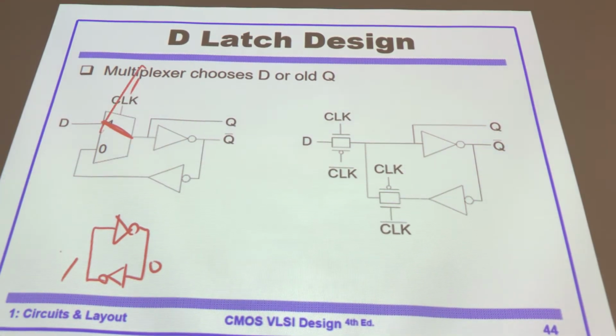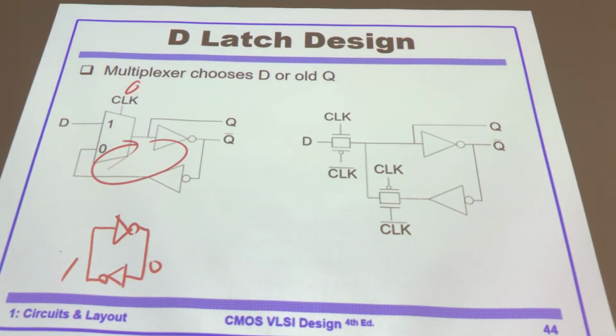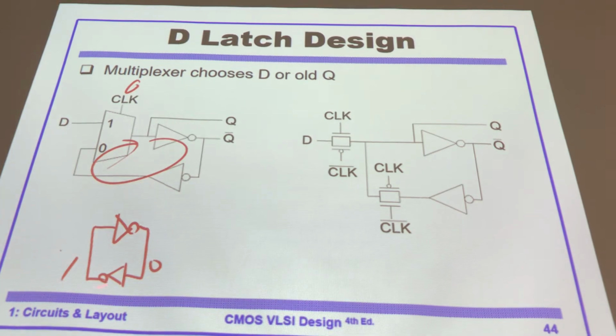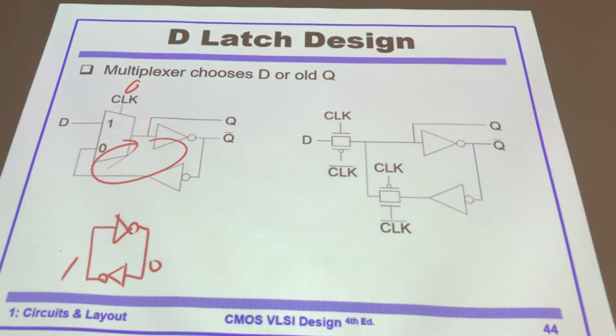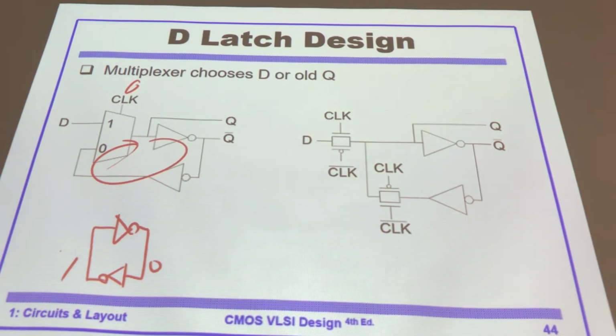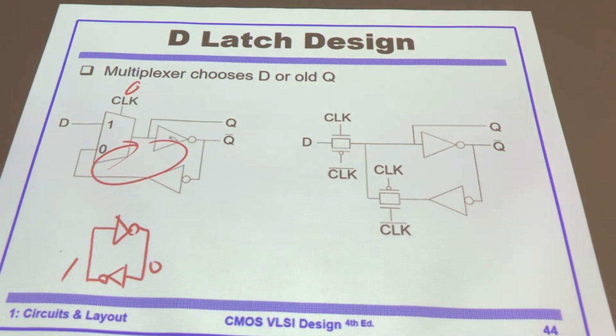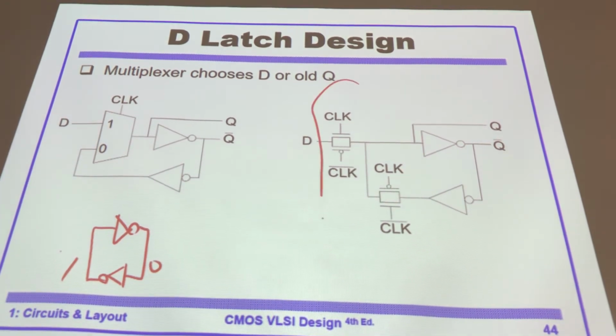When clock is low, it is a closed loop. It's a latch. It gives you the value you had from before, until clock becomes high, you open the door, and the outside value would force it to the specific value of D. Okay? And the way we implement this circuit, the multiplexer, this is the 2-input multiplexer.